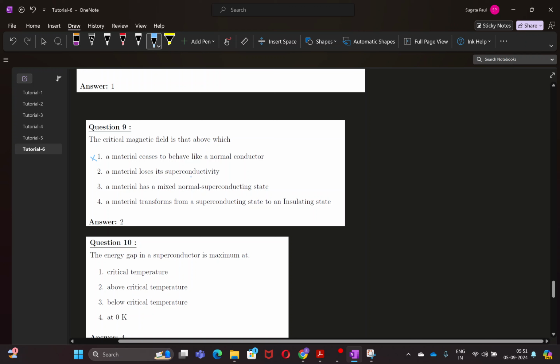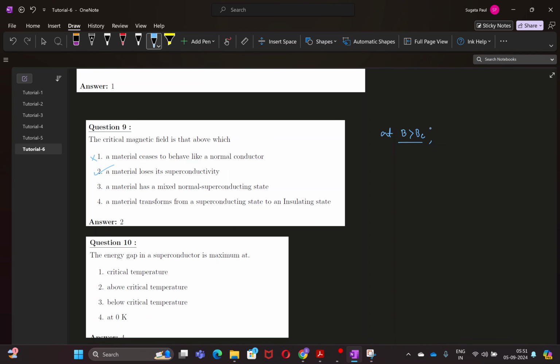Second, the material loses its superconductivity, which is true, because above the critical field, B greater than BC, when the field crosses this limit, it breaks the Cooper pairs by aligning the electron spins in the Cooper pair in the same direction, and that is why the Cooper pair is broken. And at B greater than BC, the superconductivity is lost and it is transformed into a normal conductor. So answer option number 2 is right.